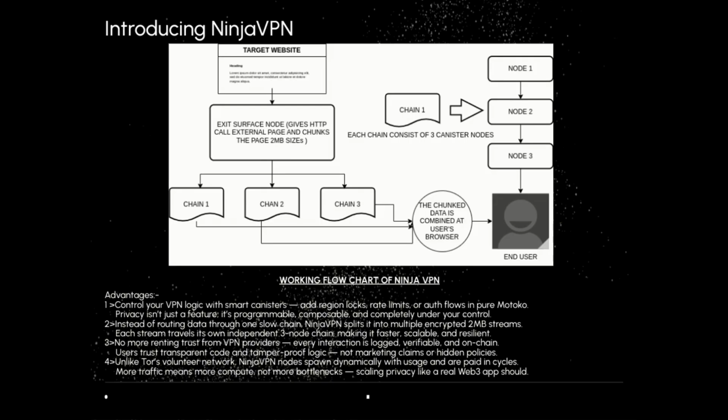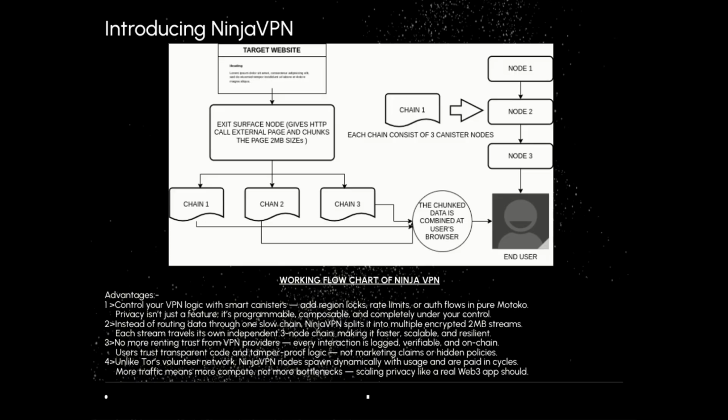This isn't just faster, it's smarter. Each chunk stream can be verified, paid by cycles, logged on chain and scaled on demand. No need for volunteers, no need for centralized servers. Just pure composable privacy as code. Want to add region filters, rate limits, on-chain authorization? Just update the protocol logic. It's yours to control. This scales in a way Tor never could.